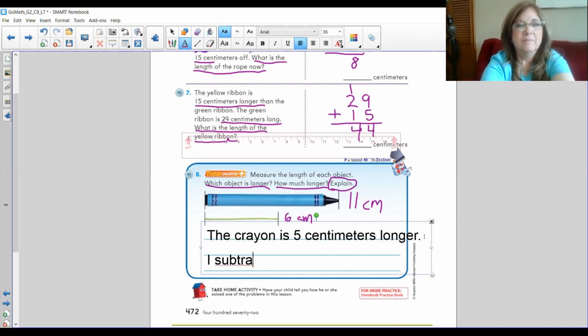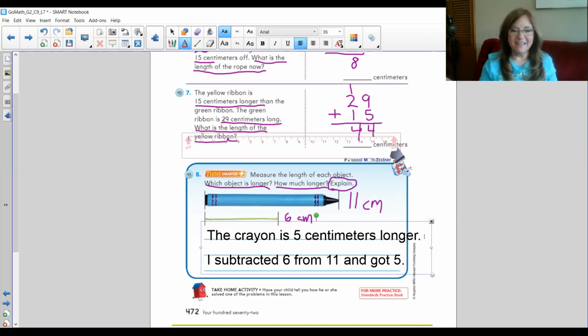I subtracted 6 from 11 and got 5. And there's our answer. That's how we got the answer. Or you could say, I wrote a number sentence, 11 minus 6 equals 5, or you can explain it any way that makes sense to you or makes sense to the people who are working with you. But you want to just be able to explain how you get an answer.